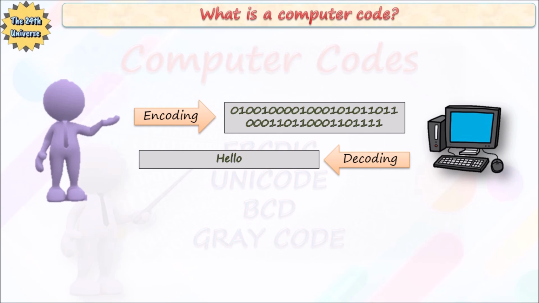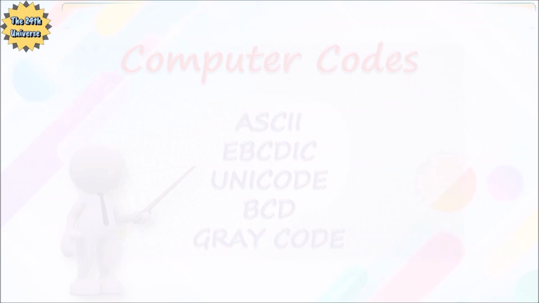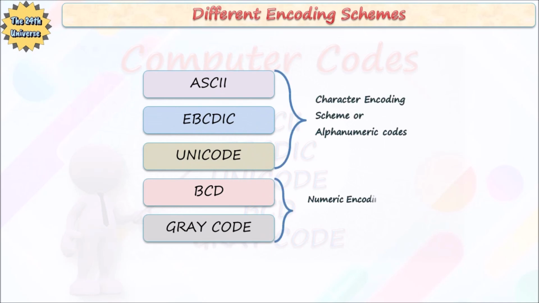Computer understands only one language and that is binary language, which uses only two symbols, ones and zeros. Such a code which is written using a two symbol system to represent text, computer processor instructions or any other data is called binary code. To convert our information to computer understandable format, we have different encoding schemes known as the data encoding schemes. There are many, but we shall discuss the following: ASCII, EBCDIC, Unicode, BCD, and Gray code. We will discuss in this part ASCII, EBCDIC, and Unicode. BCD and Gray code will be discussed in the next video, that is part 2.